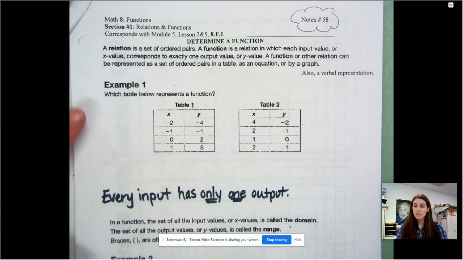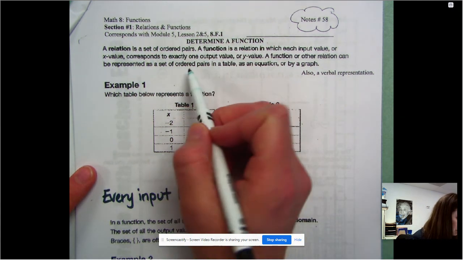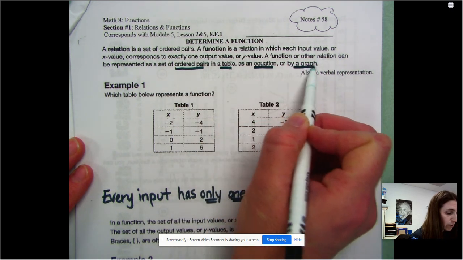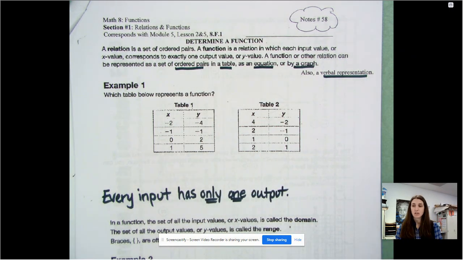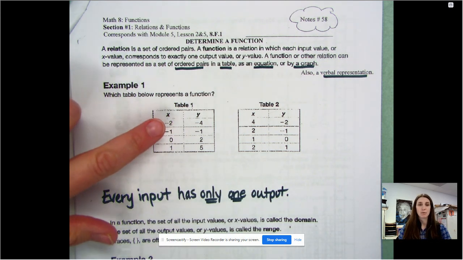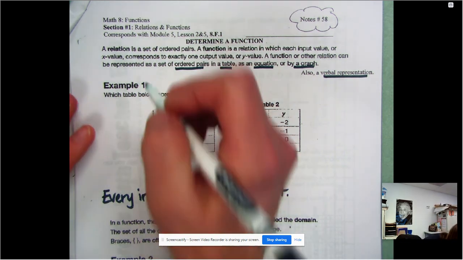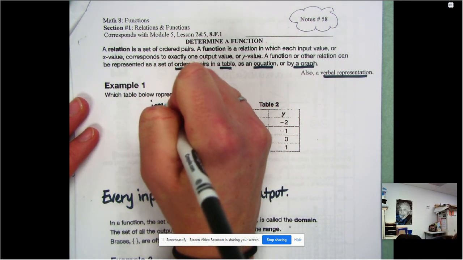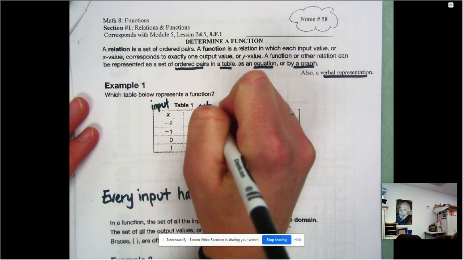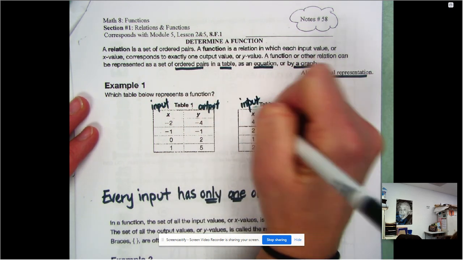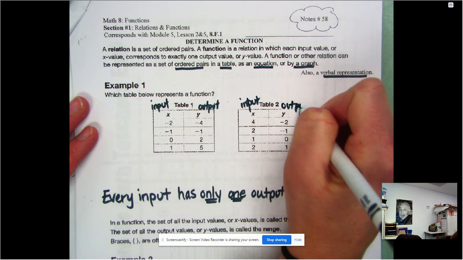So let's take a look at the tables first. So again, we're going to look at all these ways: ordered pairs, table, equation, graphs, and verbal representations, and how they look as functions. Okay, so let's check out the tables. So again, we know that our inputs are always our x's. So let's write that up here. Input, output. Table 2, we can write the same thing. Input above x, output above y.